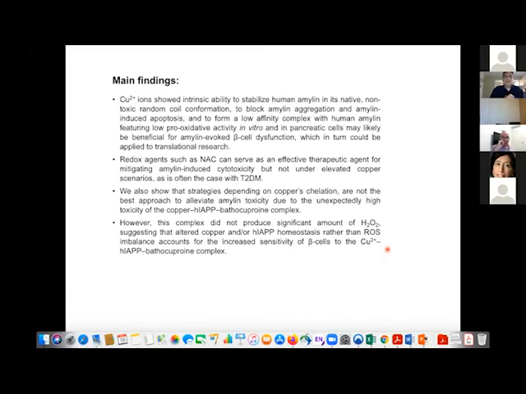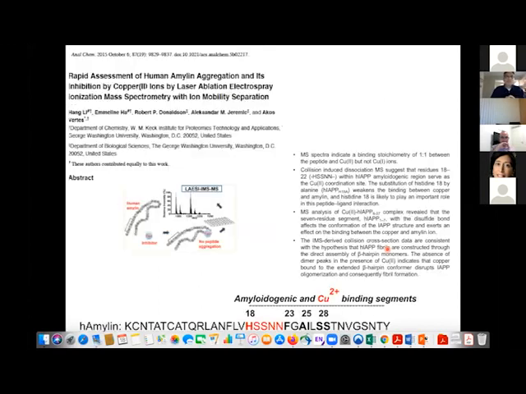anti-amylin agent, but not under elevated copper scenarios, as NAC and the copper chelator bathocuproine paradoxically increase amylin toxicity. Therefore, altered copper and/or amylin homeostasis may account for this increased toxic action of the copper amylin bathocuproine complex. We followed this study with a mass spectroscopy study.